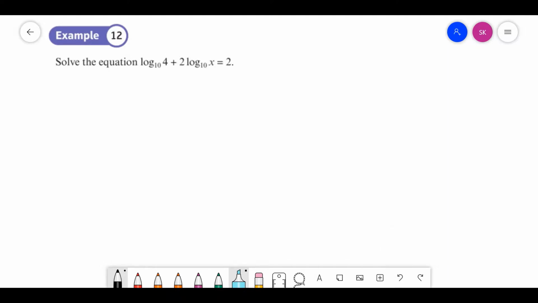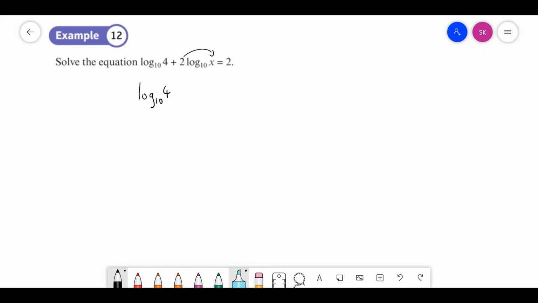So I want you to pause the video and have a go at doing this yourself before I go through it. Press play when you're ready for me to start. So I can see this straight away. There's a plus and they have the same base. And if they have the same base and there's a plus, I know I can use the multiplication law. But before I use the multiplication law, I've also noticed this one's got a coefficient of 2. So I need to move that coefficient round using the power law.